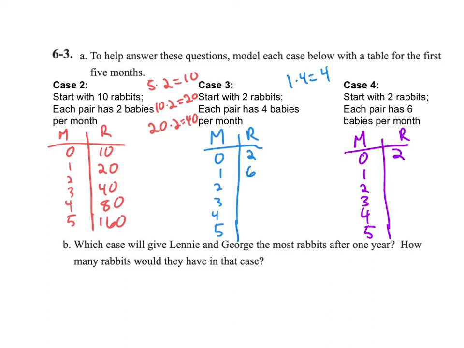Then in month 2, you would have 3 pairs from those 6 rabbits. So 3 pairs times 4 babies would be 12. So then 12 plus 6 would be 18. Then with 18, you would have 9 pairs times 4 babies per pair. So then you would have 9 times 4, which is 36. But I've got this 36 plus this original 18.